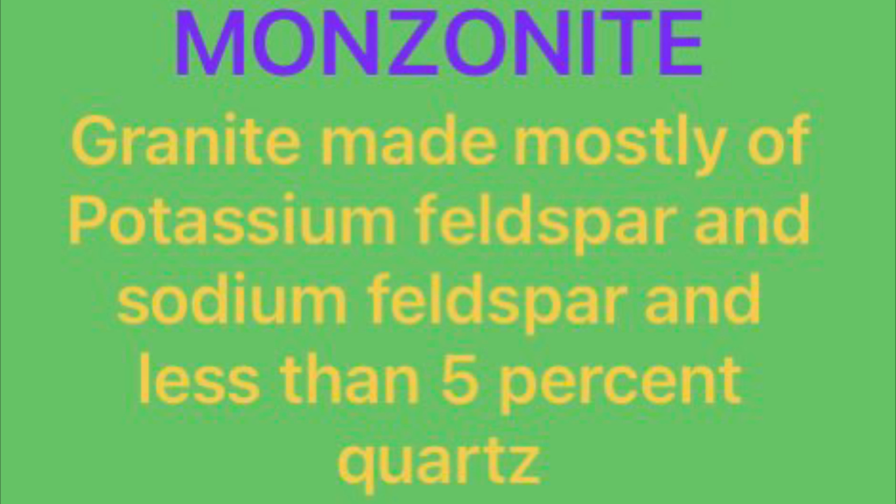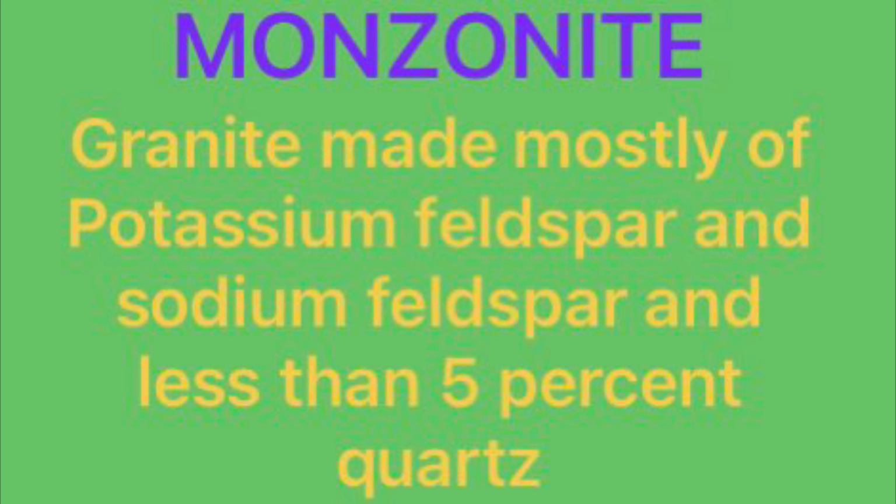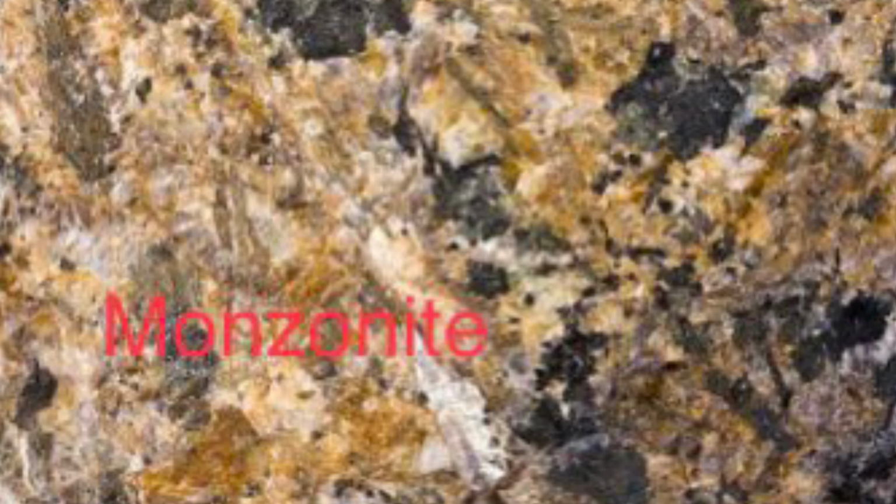Next on our exciting but slightly confusing granite types video, we have Monzonite. Monzonite is a kind of granite that has less than 5% quartz in it, as opposed to the syenite we just looked at, which has little or no quartz. Here's some Monzonite for you.